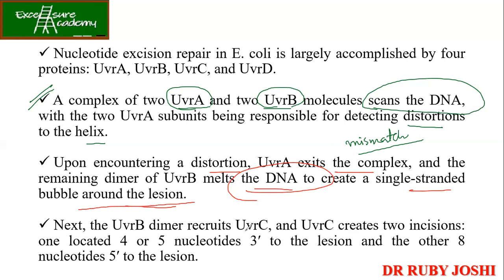Next, it is going to recruit UvrC. Now, UvrC is going to create two incisions, one located 4 to 5 nucleotides to the 3' side and another 8 nucleotides to the 5' side. So if something is wrong here, in the 5' and 3' direction, from here on the 3' side it takes 4 to 5 nucleotides distance, and from the other side 8 nucleotides distance, making a cut over there, wherever UvrC recognized. Is this much clear, Akshaya?